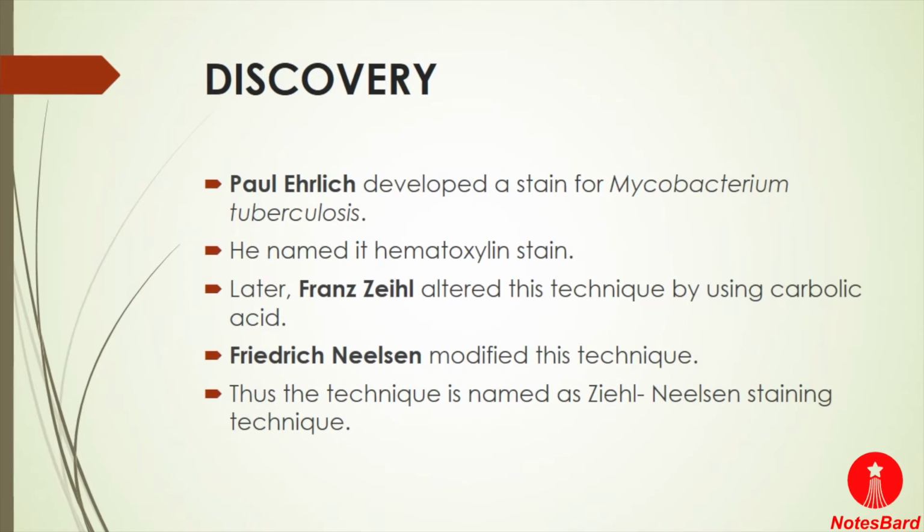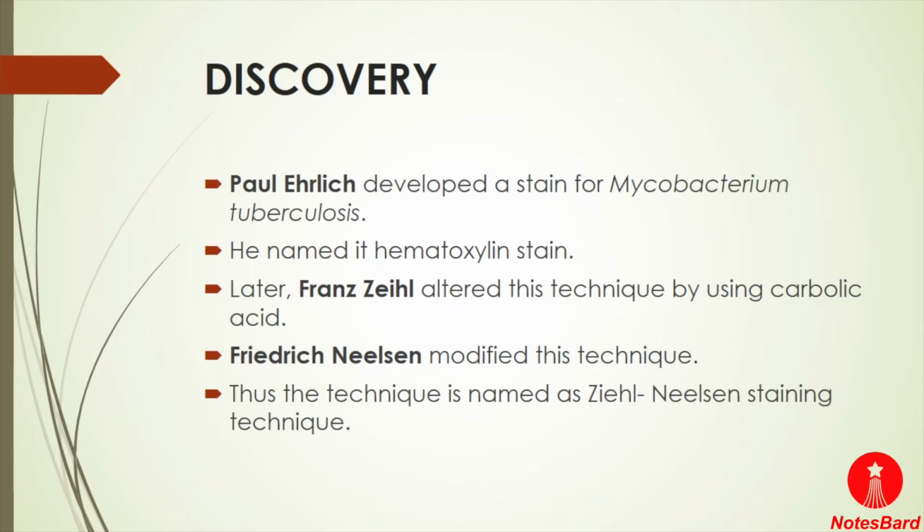So now let's understand the discovery of the Ziehl-Neelsen stain. At first a scientist named Paul Ehrlich developed a stain for the identification of Mycobacterium tuberculosis, a species of Mycobacterium which is responsible for causing the disease tuberculosis in humans. He named this a hematoxylin stain, and after that a scientist named Franz Ziehl altered this technique by the use of carbolic acid.